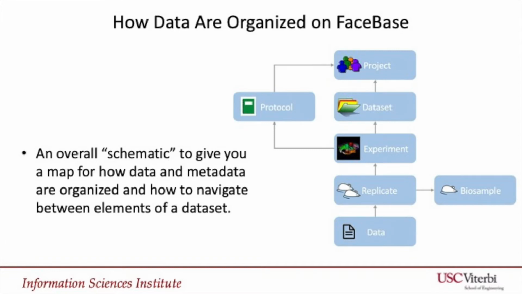So first of all, how data are organized in FaceBase. We have a diagram here. This is a very simplified rendering of our overall database structure, but these are the key concepts and relationships that help you to get around it. You don't need to know the whole database, all of the technical details of how data are organized in FaceBase, to get around and find information of interest to you. So this serves as a high-level schematic, if you will.